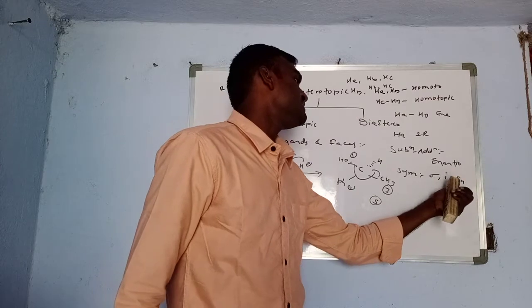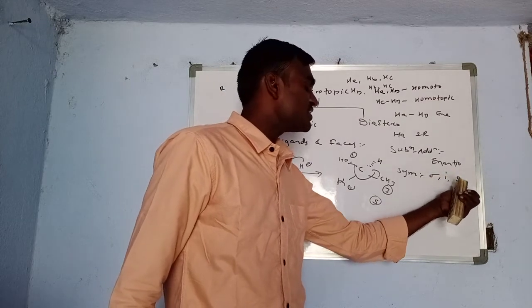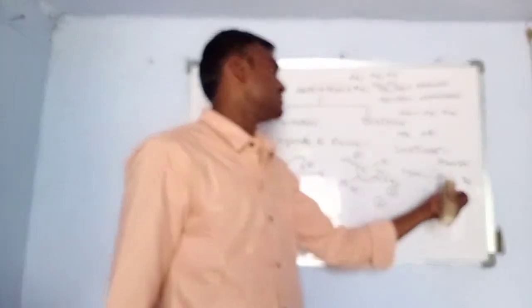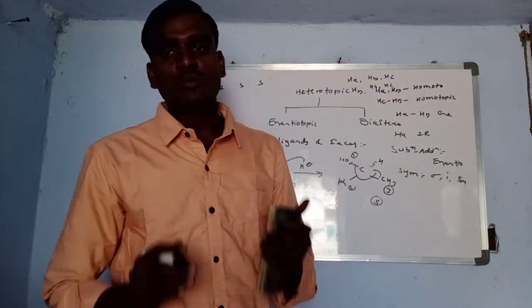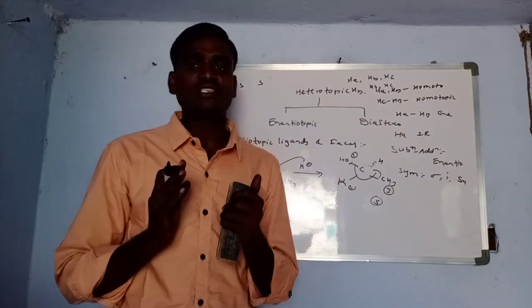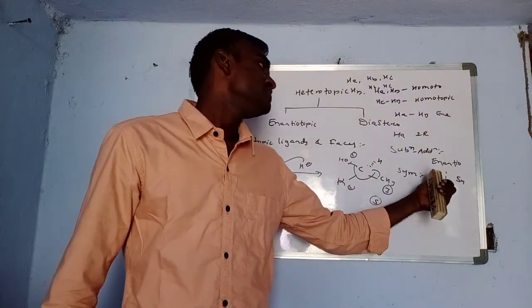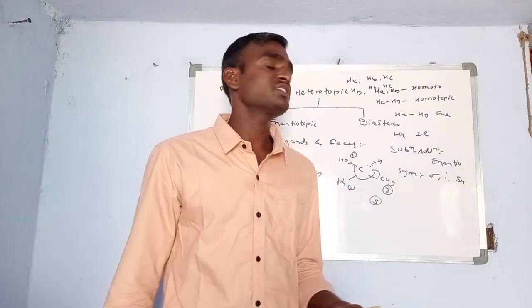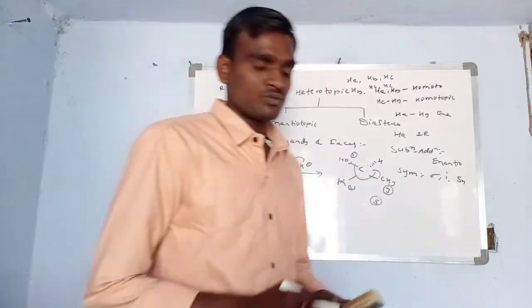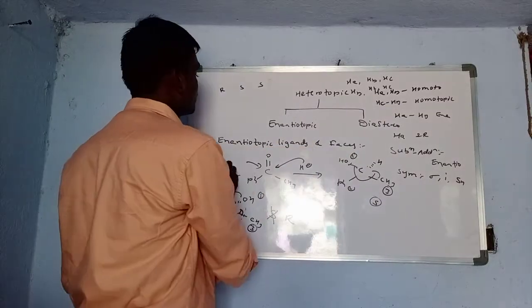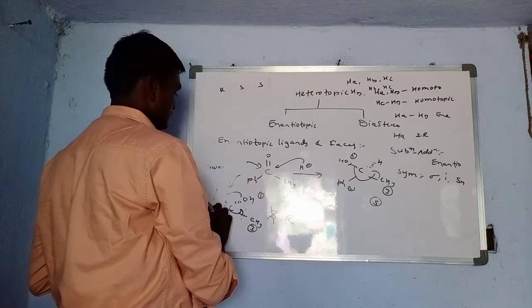Whenever these are present in the molecule, the ligands are said to be enantiotopic ligands. In homotopic ligands, an axis of symmetry is present. In enantiotopic ligands, a plane of symmetry and a center of inversion are present. You have to remember these two only. Move on to what the diastereotopic ligands and faces are.